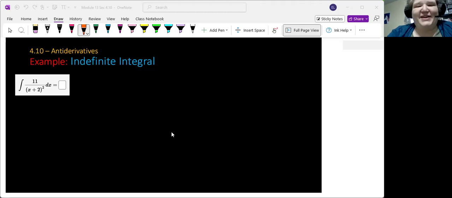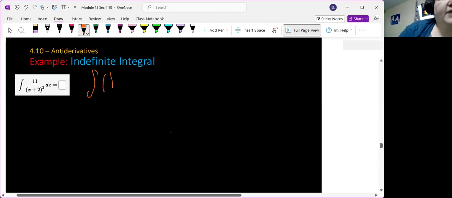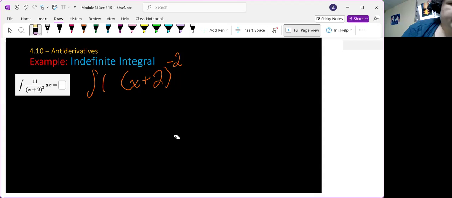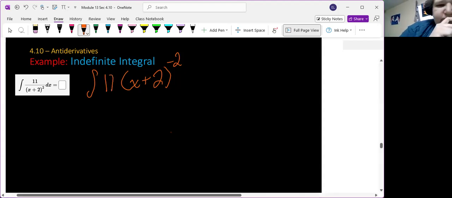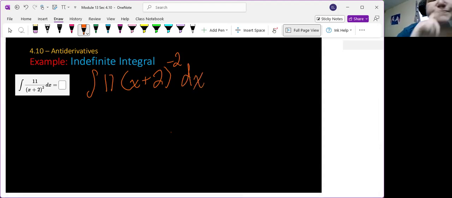All right, so I'm going to do this indefinite integral and then I'm going to go do the initial value problems. This one is kind of weird because we've got a little more going on in there. It's x plus 2 squared, but it's on the bottom. So let's see if we can't rewrite that a bit. So I've got 11 times x plus 2 to the negative 2. That's a little better. dx. So we've seen our antiderivative power rule, which can be written like this.